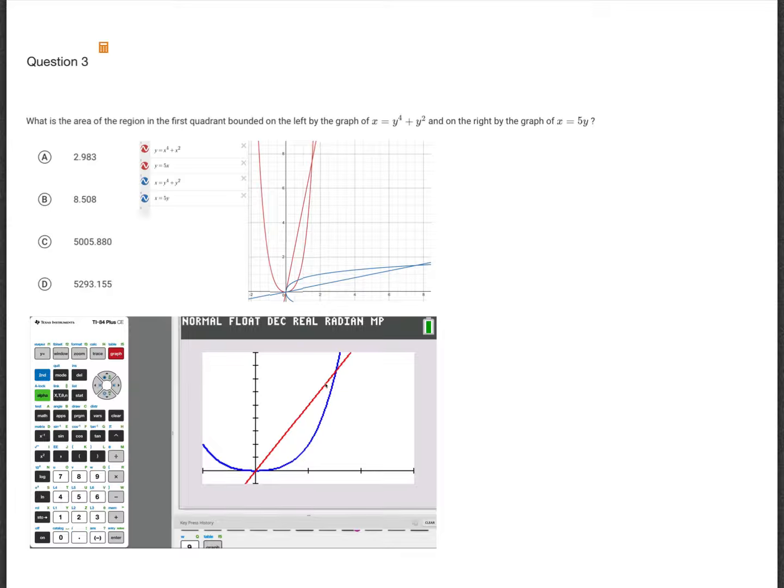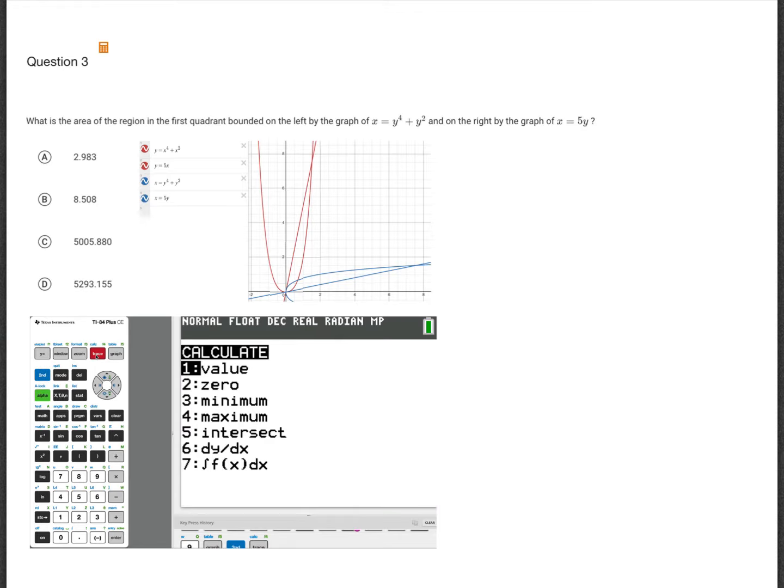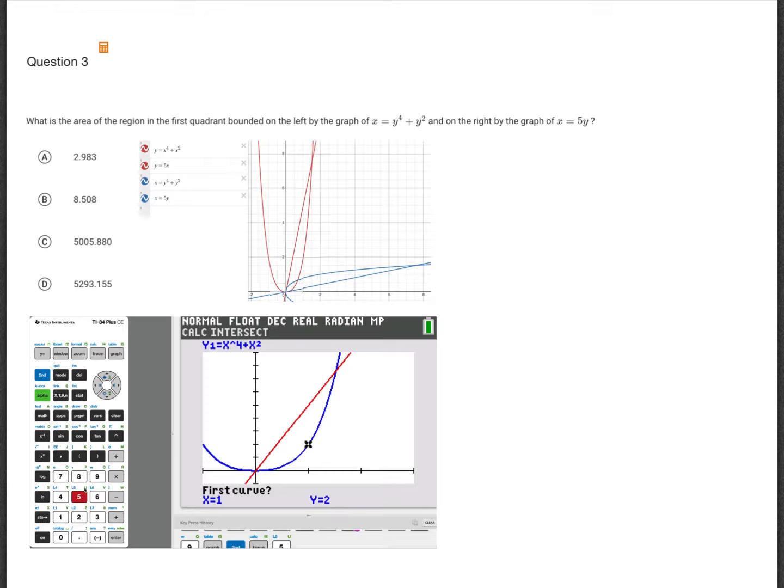So we want to calculate that intersection point. Do second trace, which is calc. Go to 5 for intersect. When there are only 2 lines, just move the cursor left or right until you get close to the intersection, and then just hit enter 3 times. It'll say first curve, second curve, guess, but just hit enter 3 times.